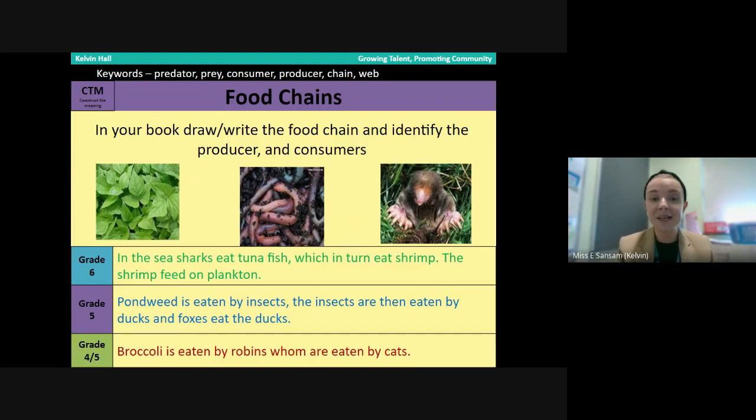Again, give yourself a tick if you got those correct and give yourself a mark out of 3. Well done if you got all 3 correct.